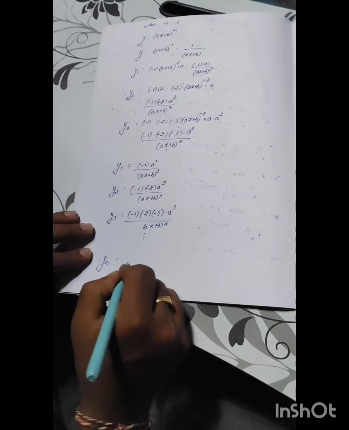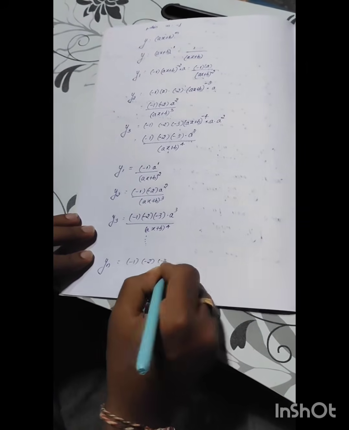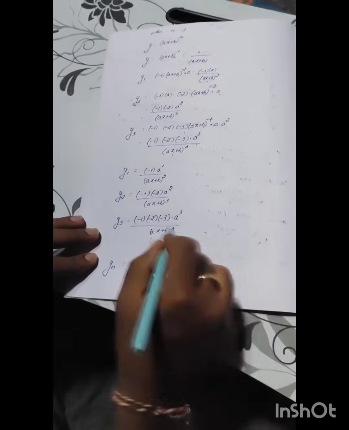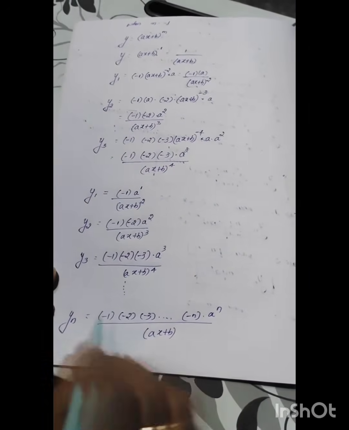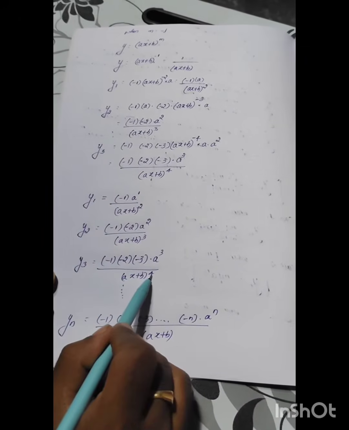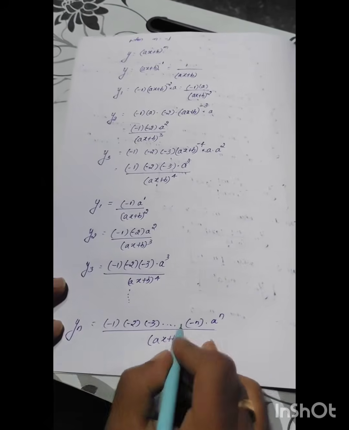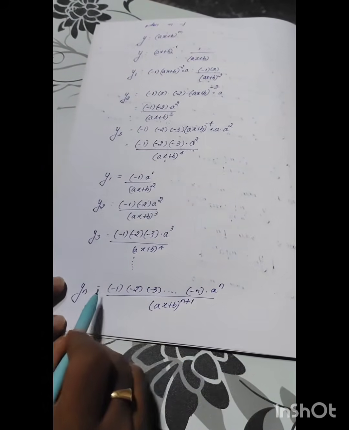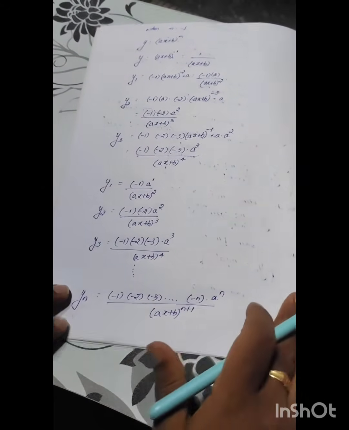Therefore yn will be equal to minus 1 into minus 2 into minus 3 and so on until minus n. So this will become a power n divided by (ax + b) raised to, here when 3 was there it is 3 plus 1, 4, when 2 was there it is 2 plus 1, 3. So here it should be n plus 1. So have a look here now. If we see here minus 1 into minus 2 into minus 3 and so on minus n.